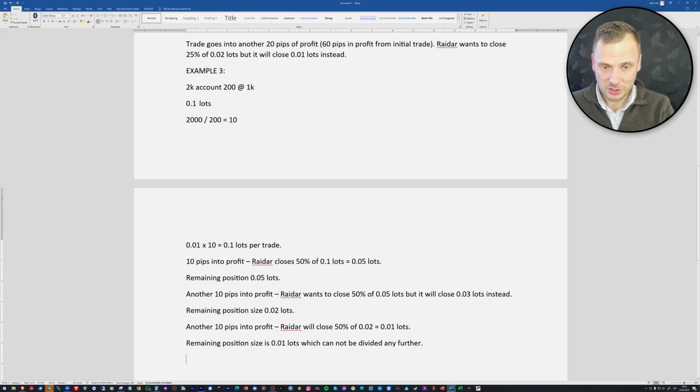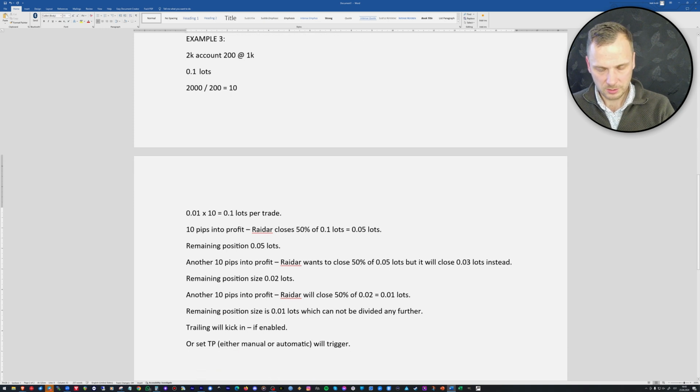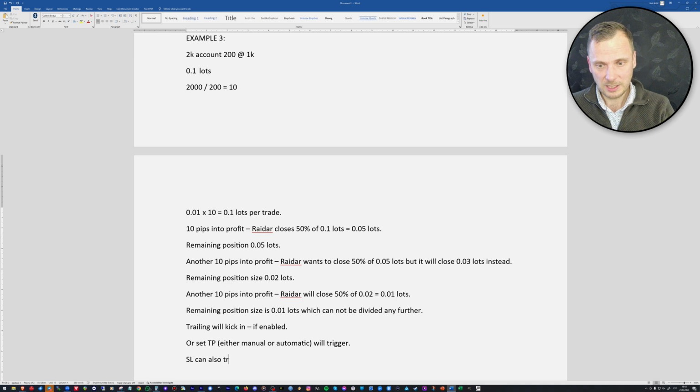Now, in this situation, when you have only 0.01 lots left, either trailing will kick in if enabled, or TP, either manual or automatic. If it is set to automatic, it will probably close right away. If it's set to manual, then whatever pips you have set there will trigger. And of course, there's always the possibility that stop loss can also trigger with the remaining position.